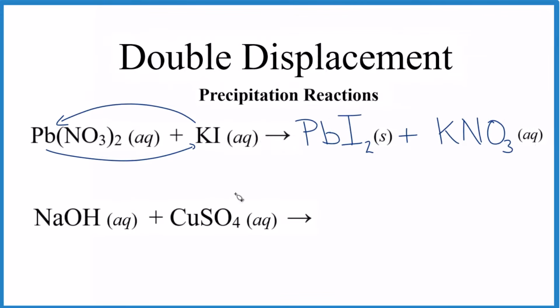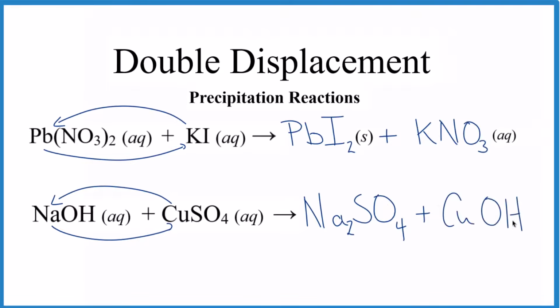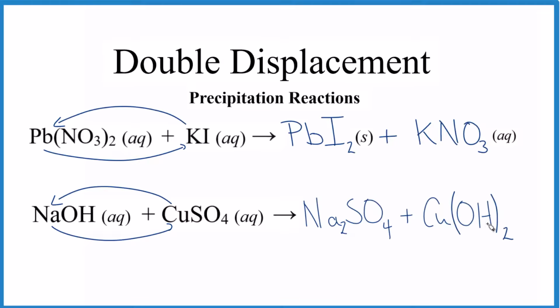Now you try one. Pause and predict the products here, and then we'll talk about the solubility afterwards. So the metals, they switch places here. We have NaSO4, and since we have a 2- here, and this is 1+, we'll need Na2SO4 and CuOH. And this will be Cu(OH)2. So the charge is balanced.